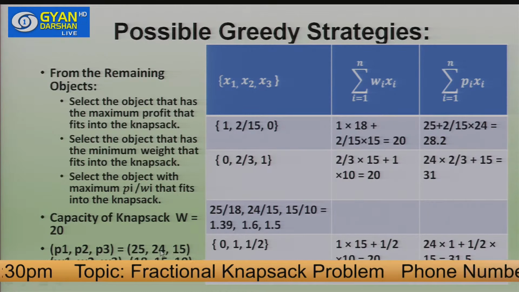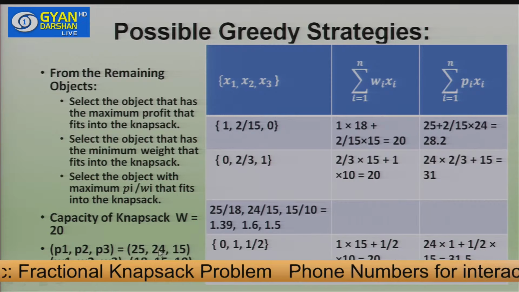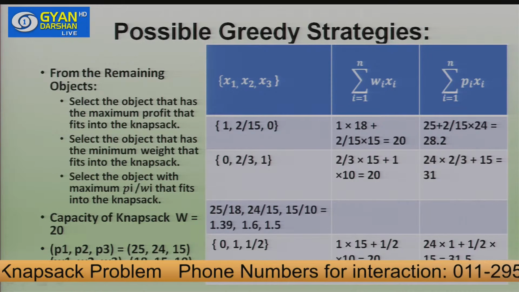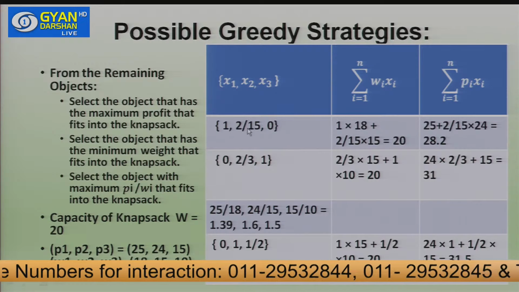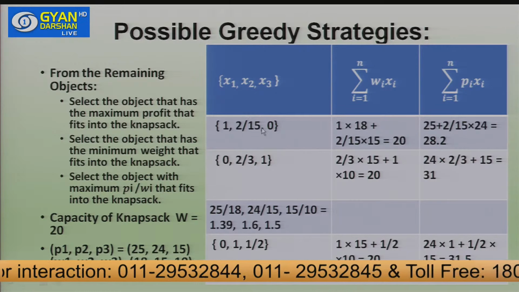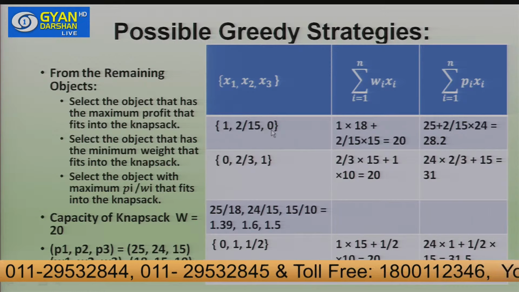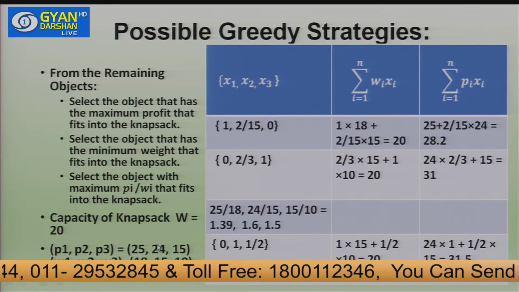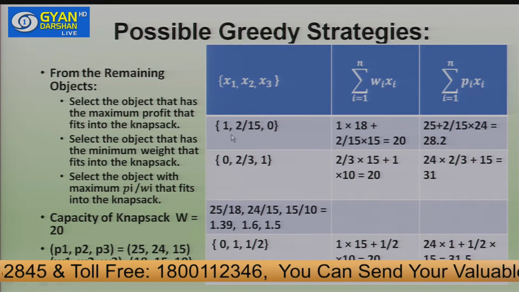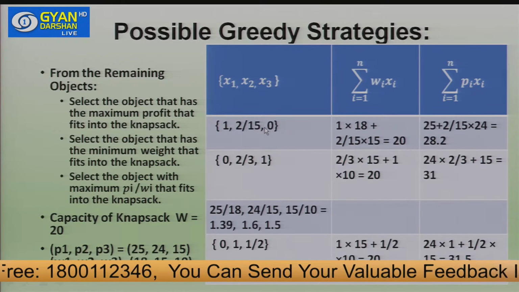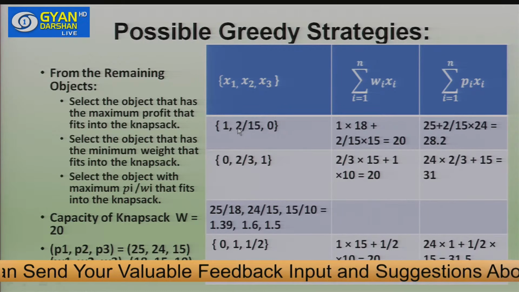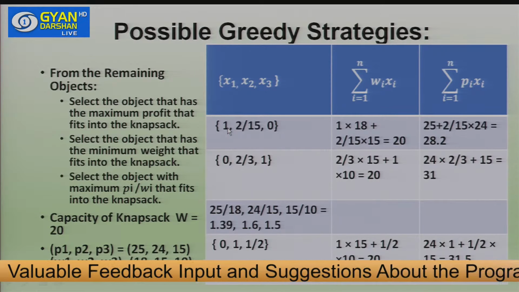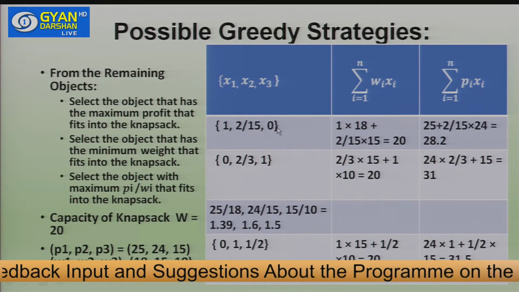Then the next best profit belongs to object 2, and object 2 has a weight of 15. So we will be selecting only 2 kgs out of the 15, and for the third one, nothing. We picked up 1 for the first, 2 by 15 for the second, and nothing for the third. So we have satisfied the constraint: the value of xi is between 0 and 1 in all cases.